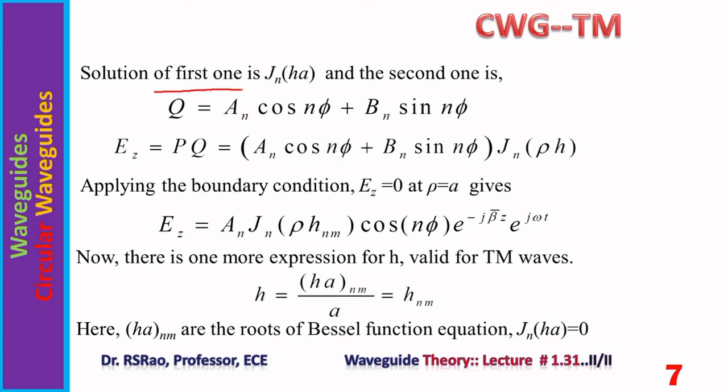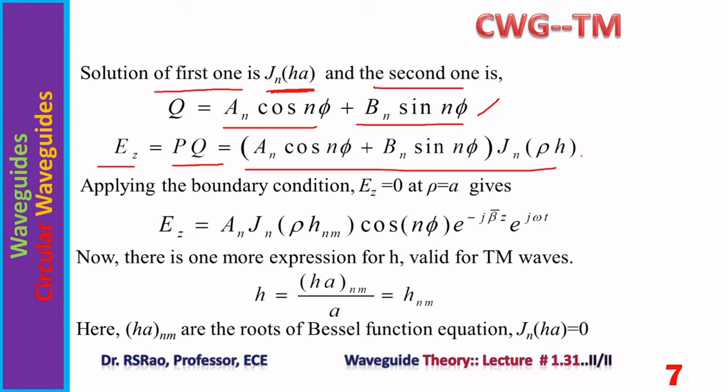Solution of the first one is Jn(hρ), Bessel function. Jn(hρ) is a function. It is a series. In fact, Jn(hρ) represents a series. It is not a closed form solution. And for the second one, solution is An cos n phi plus Bn sin n phi. This is a second order equation. Simple equation, ordinary equation. Solution is readily available. So now Ez is PQ. Therefore, this is the general solution.